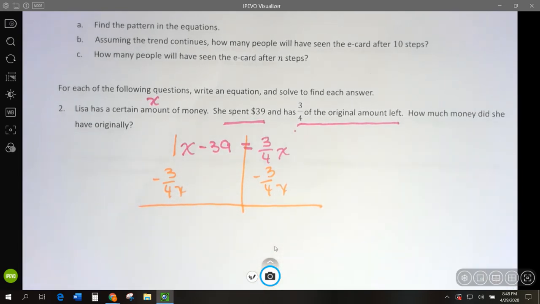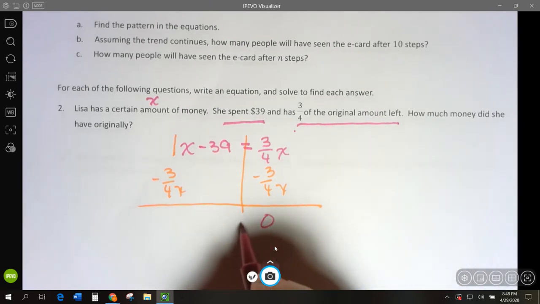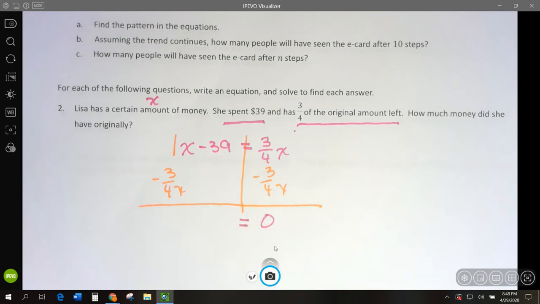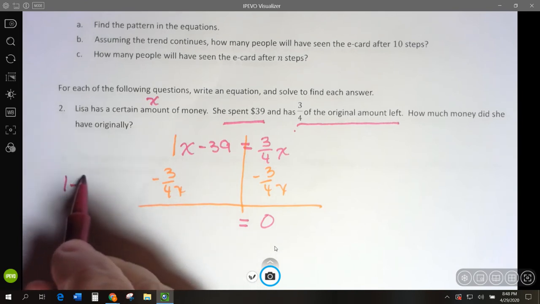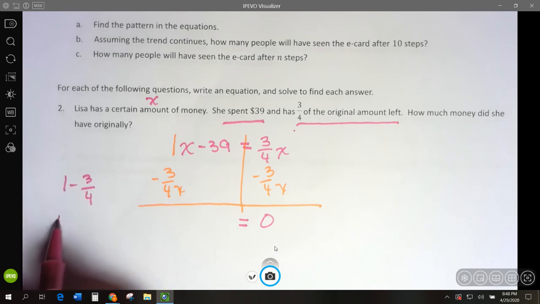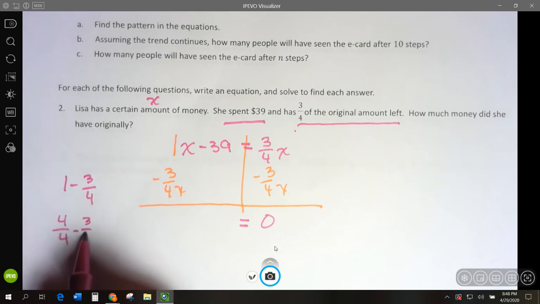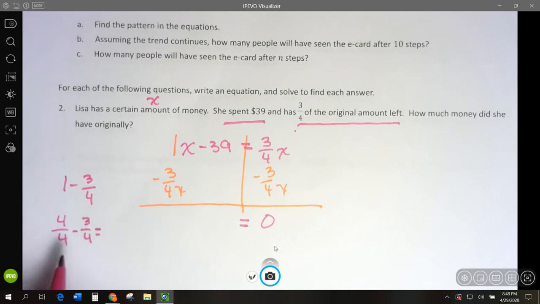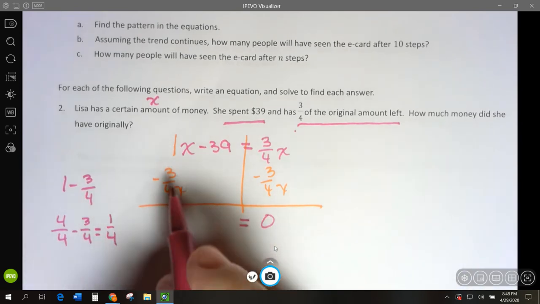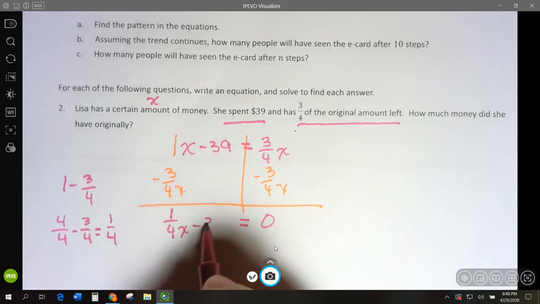Over here, 3/4 X subtract 3/4 X is going to be 0. Anything minus itself is 0. Over here, 1 minus 3/4. Well, I can rewrite 1 as 4/4, right? Isn't 4/4 the same as 1? Subtract 3/4, because I have to have that common denominator, and I'd get 1/4 left over. So 1x minus 3/4 X is going to be 1/4 X, and I have to bring down my minus 39.